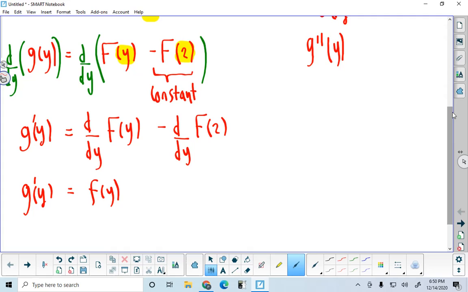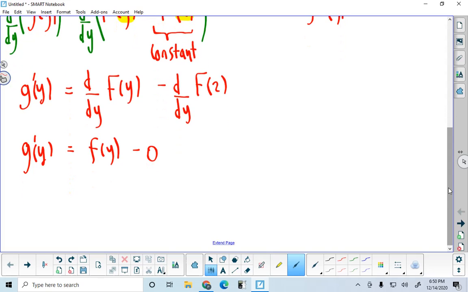So if capital F of y is the antiderivative of y, and I differentiate the antiderivative with respect to y, I'm going to be left with y. The derivative of the antiderivative of the function at 2 is 0, because the antiderivative of the function at 2 is a constant, and the derivative of a constant is 0. So this is where the first part of that solution comes from.